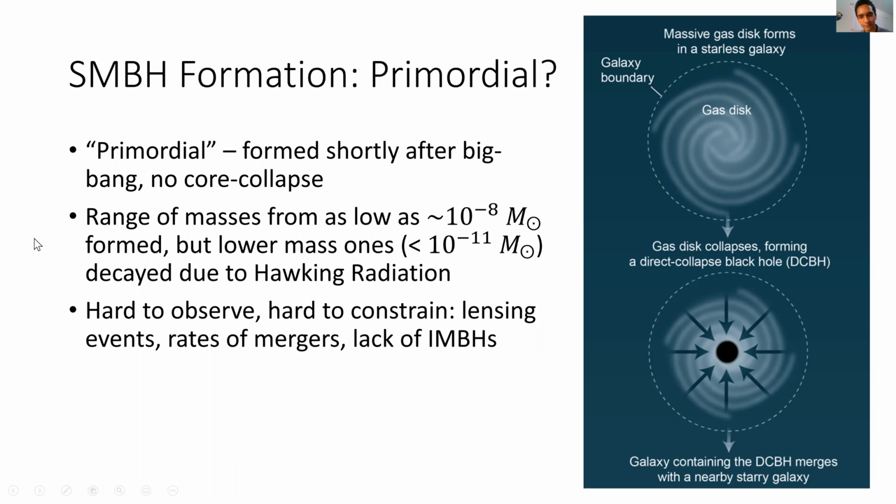Shaunak? Yeah. Wait, so how should I think about 10 to the negative 8 solar masses? Okay, so let's see. The sun is 10 to the 30 kilograms, so 10 to the negative 8 means 10 to the 22 kilograms.